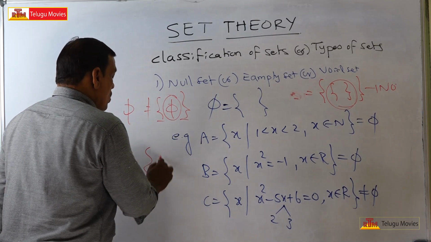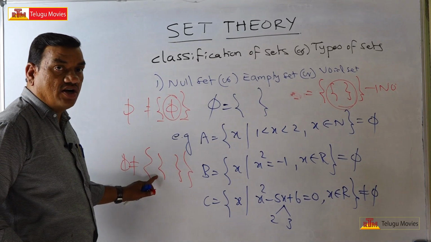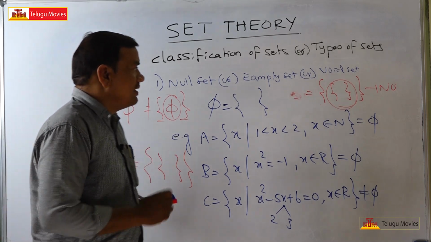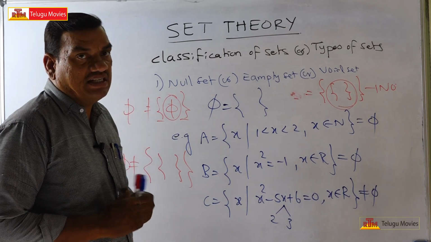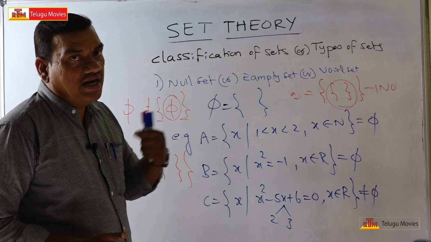So, like that, all these are not empty sets. Understand? I hope that you understand what is meant by an empty set. Empty set means a set consisting of no elements. Okay. So, let us see the next type.